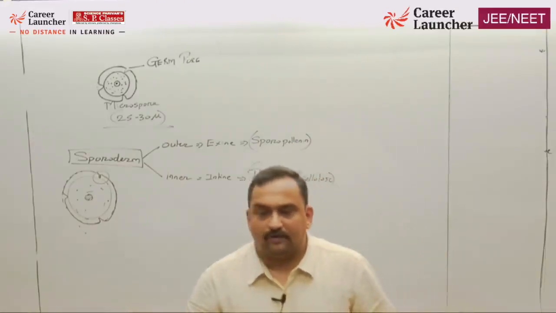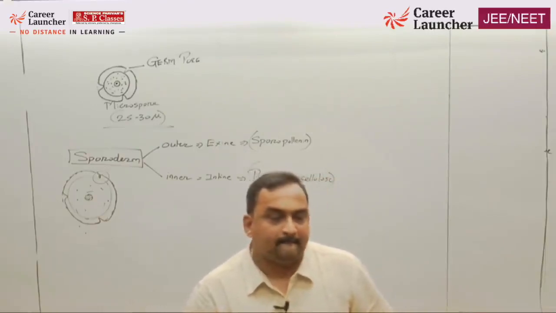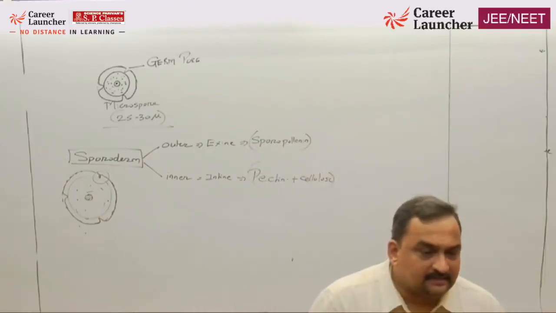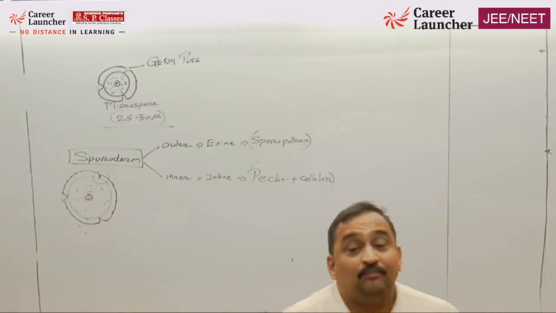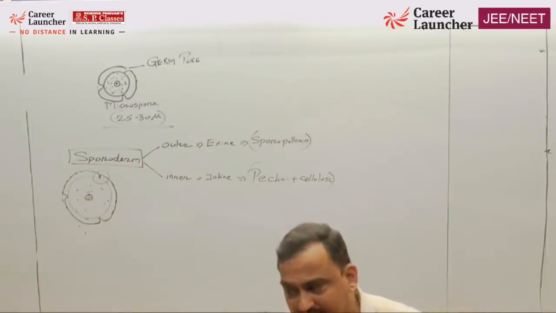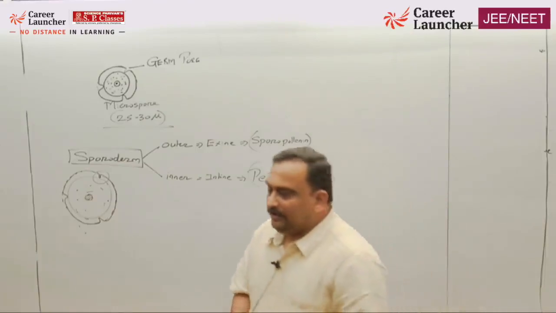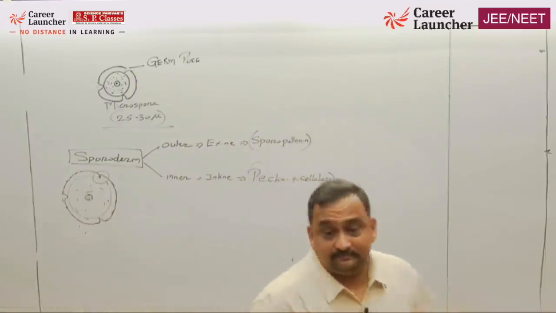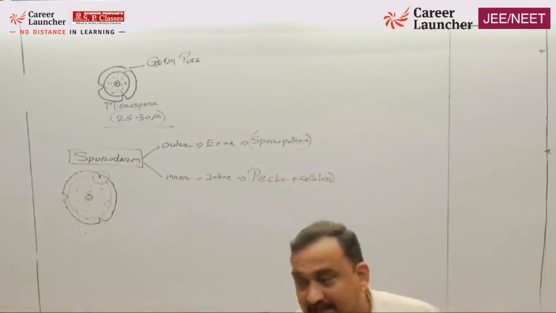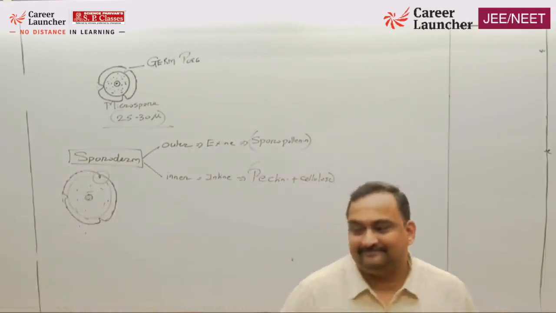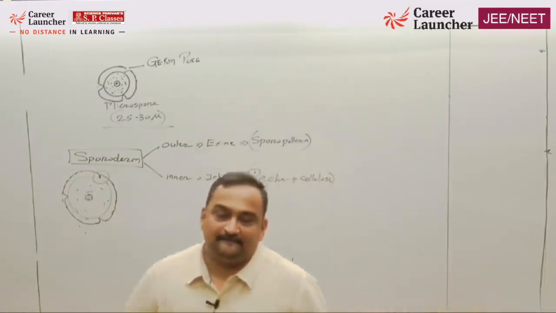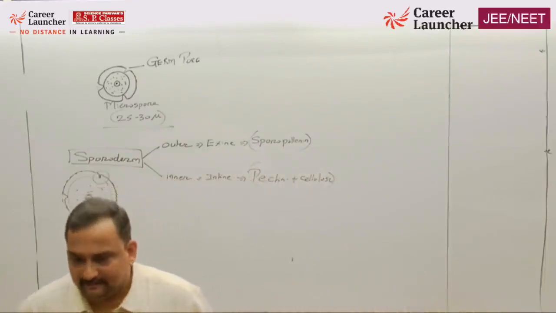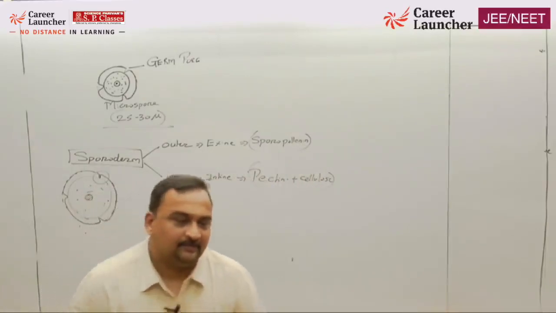While for entomophily, with the help of insect pollination, how is it? It is sticky and spiny. Did you understand?